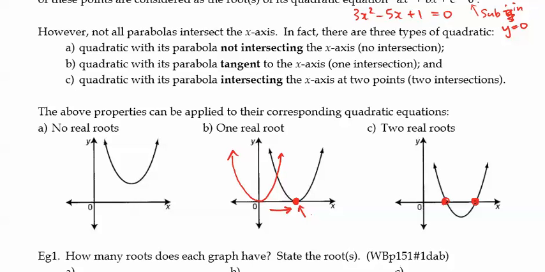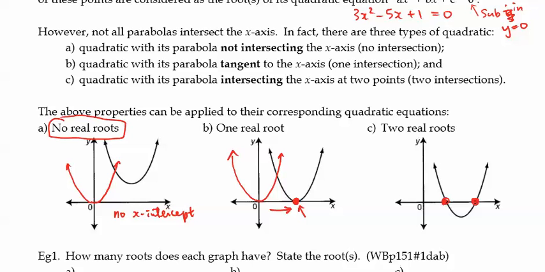And there are also times when your parabola will take off and then somehow it will stay away from the x-axis. And in these cases, you will end up not getting any x-intercept. There will be no x-intercept in this case, which means you won't see any answer for your x. So in other words, we will call this no real root.